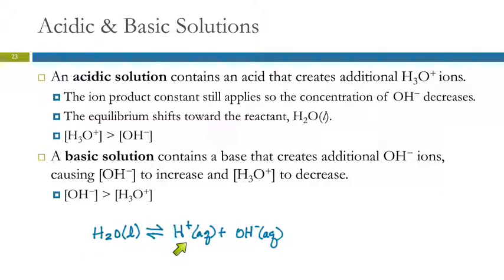If I add a base to the solution, if I add more hydroxide ions, it's also going to cause the equilibrium to shift to the left. And some of those hydroxide ions are going to react with these hydrogen ions. So what we have in an acidic solution is the hydronium ion concentration, the hydrogen ion concentration, being larger than the hydroxide ion concentration. And the opposite is happening in a basic solution. You've got more hydroxide ions than hydrogen ions. That make sense?